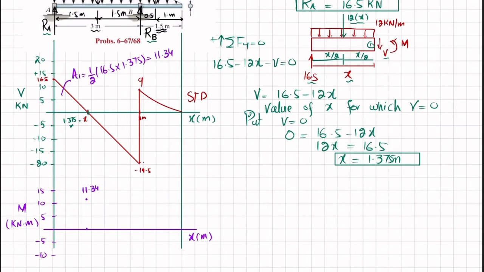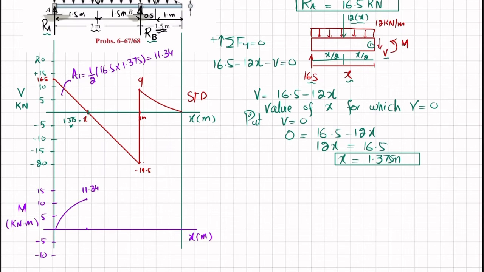11.34 kilonewton into meter. Now you can see that shear force is a 1 degree line and its area is positive, but slope is decreasing. So bending moment will be a second degree curve and it will be clockwise. So we can join these 2 points by using a second degree curve like this.